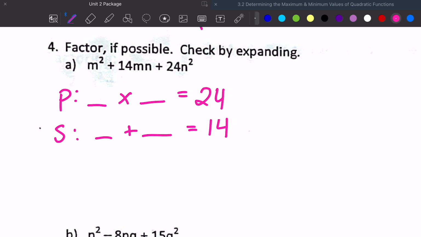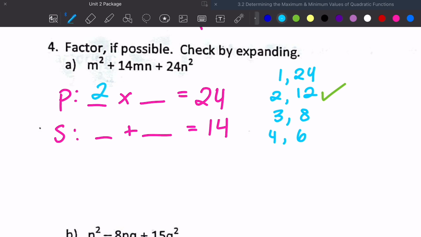But okay, what combinations make 24? 1 and 24, what else? 2 and 12, what else? 3 and 8, 4 and 6. Okay, now I need to test which one's going to give me 14. Which one looks promising from this group? Yeah, my 12 and 2, right? Because 12 plus 2, that's 14. And 2 times 12, that'll make 24.